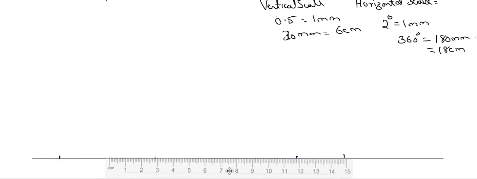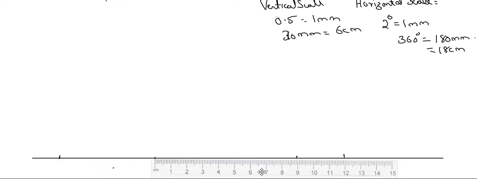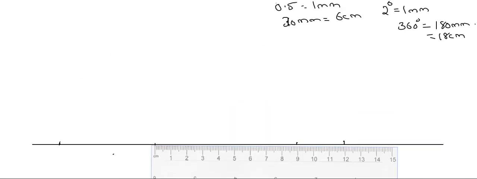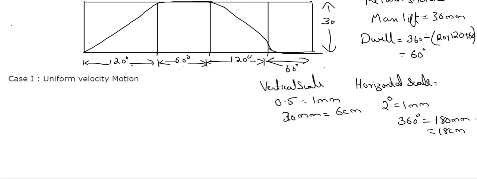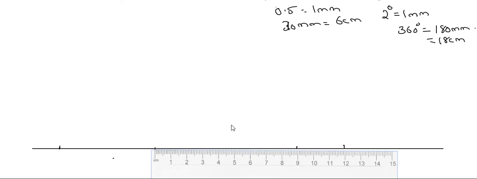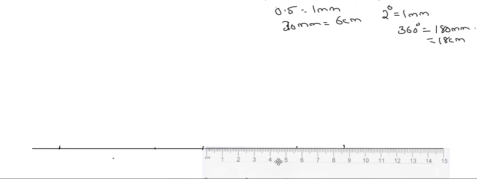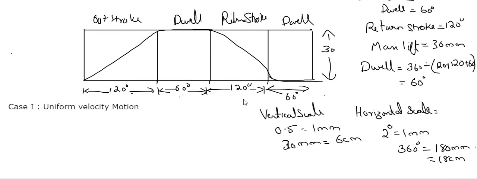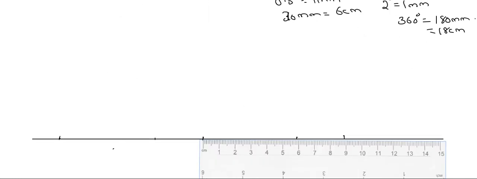Now, the next dwell is 60 degrees. You can see the next dwell is 60 degrees. So this 60 degree dwell can be represented as another horizontal length. 2 degrees equal to 1 mm, so 60 degrees will be 3 centimeters or 30 mm. Then another return stroke that is equivalent to 120 degrees. So that 120 again can be represented by 6 centimeters. So that will be approximately here.